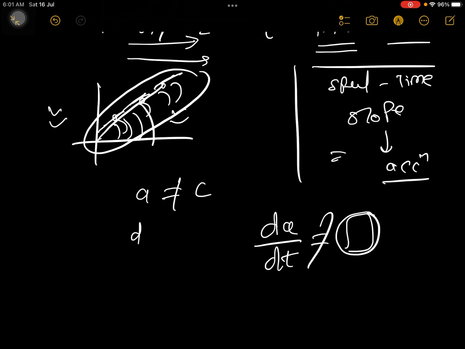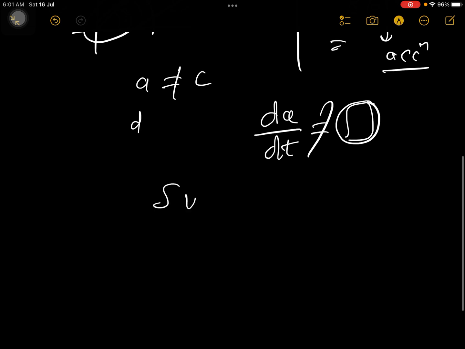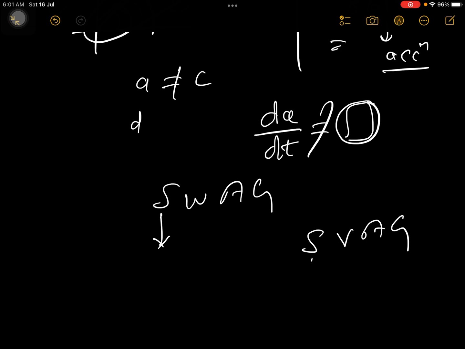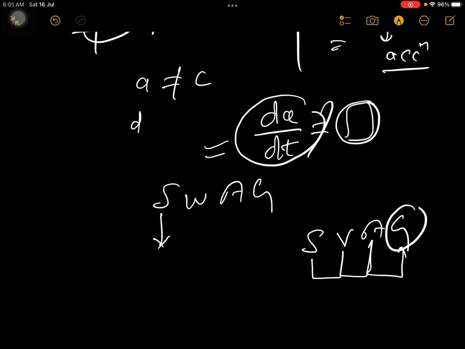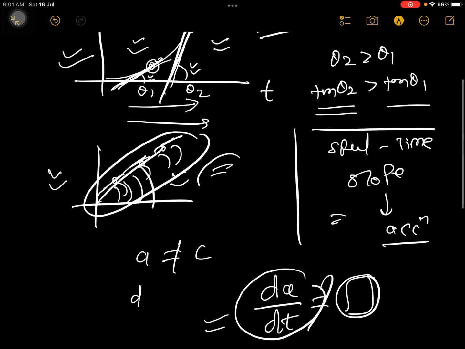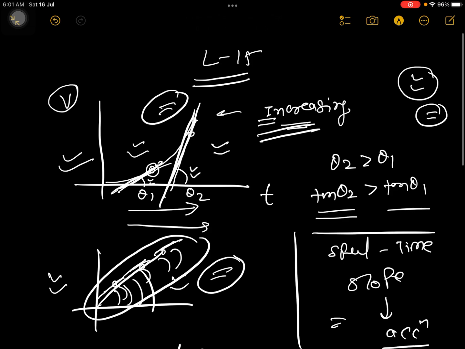When I was teaching you in the beginning, I told you the trick SVAJ. So, I told you to write like this: S, V, A, J. Distance, then velocity, then acceleration, then jerk. So jerk comes last. It means dA by dt gives you jerk. It means in this graph jerk is 0, but in this graph you have some finite jerk, correct?